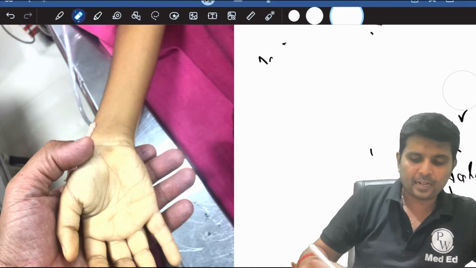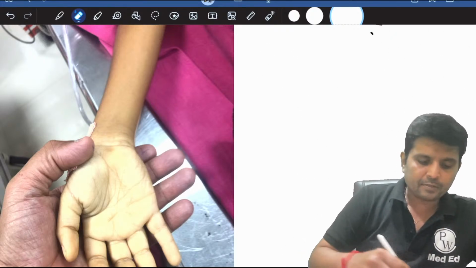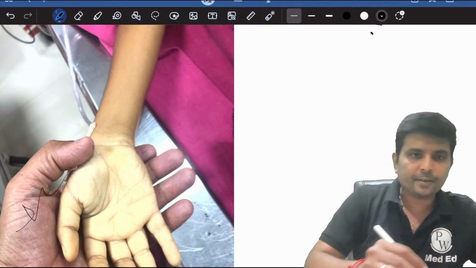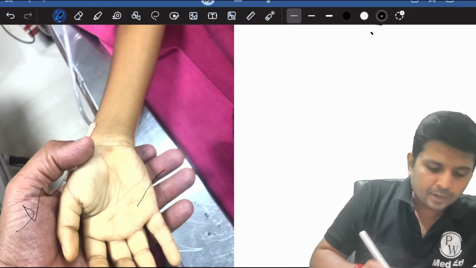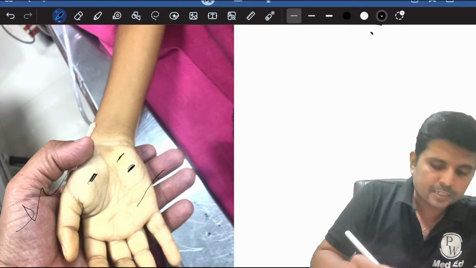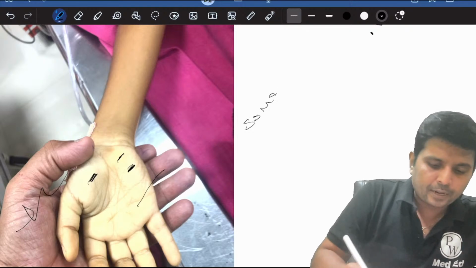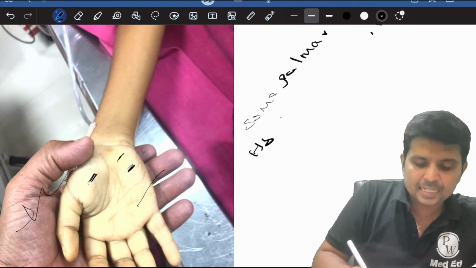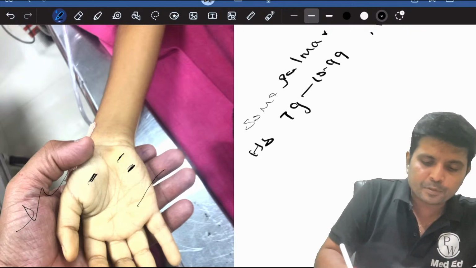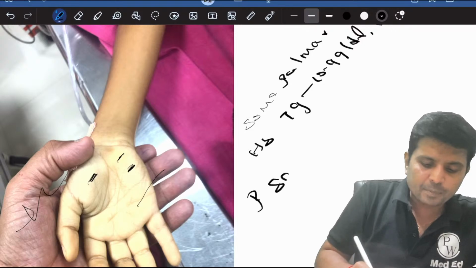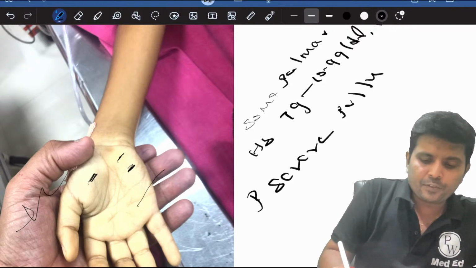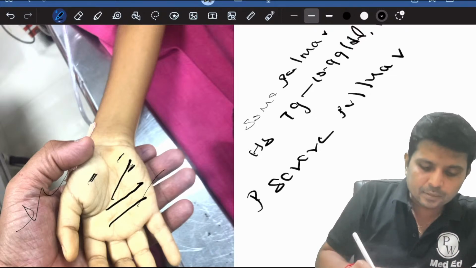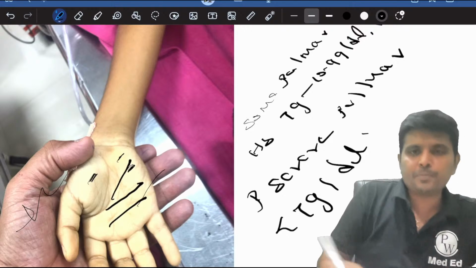What is this? Pallor. So what are all the MCQs that can be asked with respect to pallor? You need to compare your hand with the child's hand. This is my hand, and this is the child's hand. So remember, when you have pallor in these areas, that is called some palmar pallor. Some palmar pallor means the hemoglobin is 7 grams to 10.9 grams per deciliter. What is called severe palmar pallor? Severe palmar pallor means creases are also involved. That means hemoglobin is less than 7 grams per deciliter.